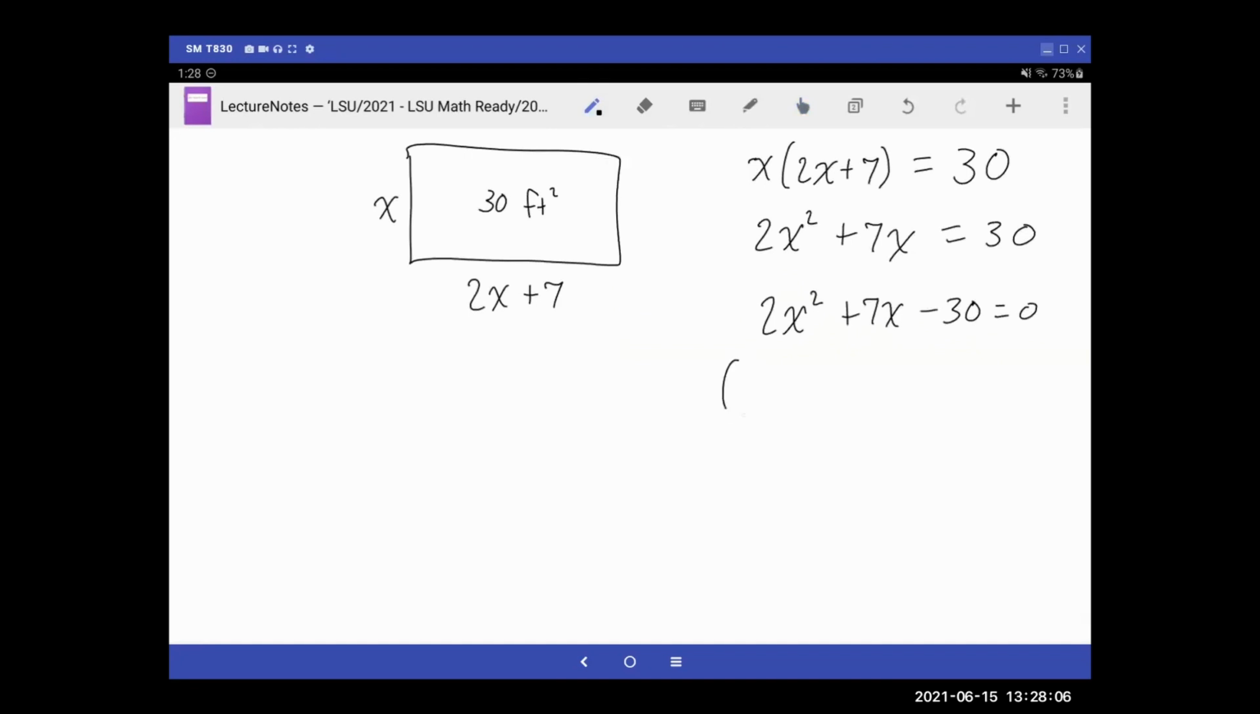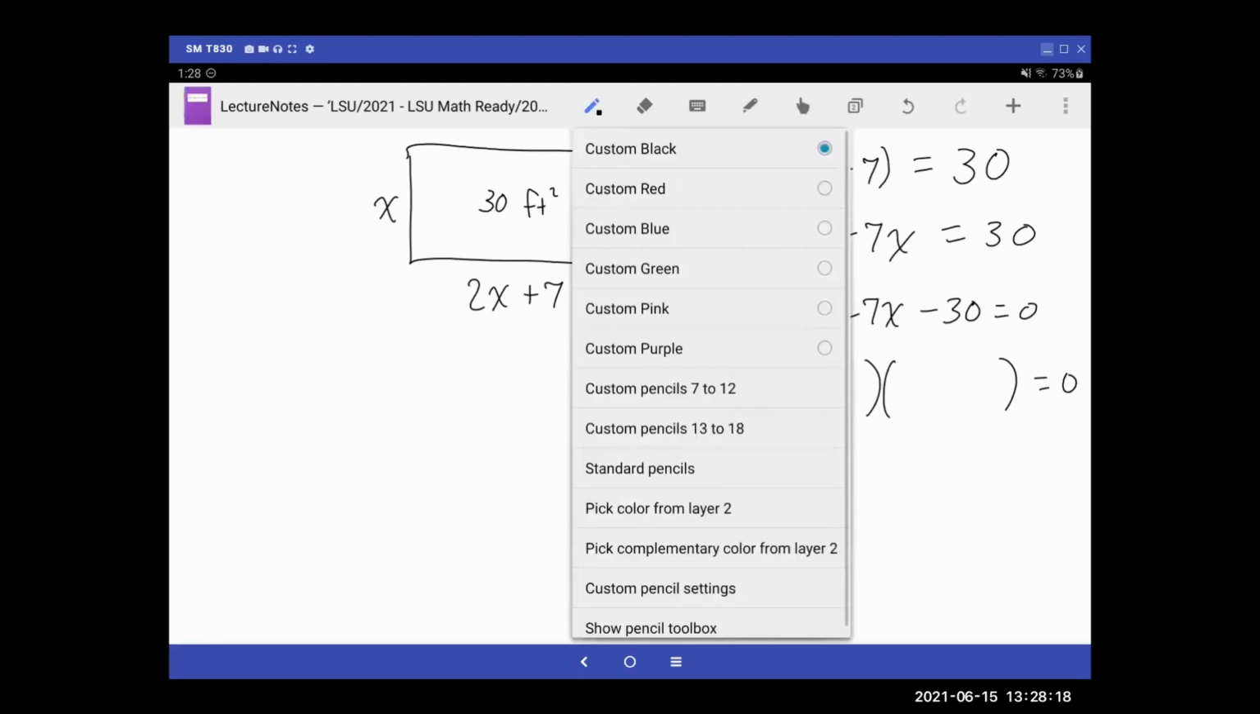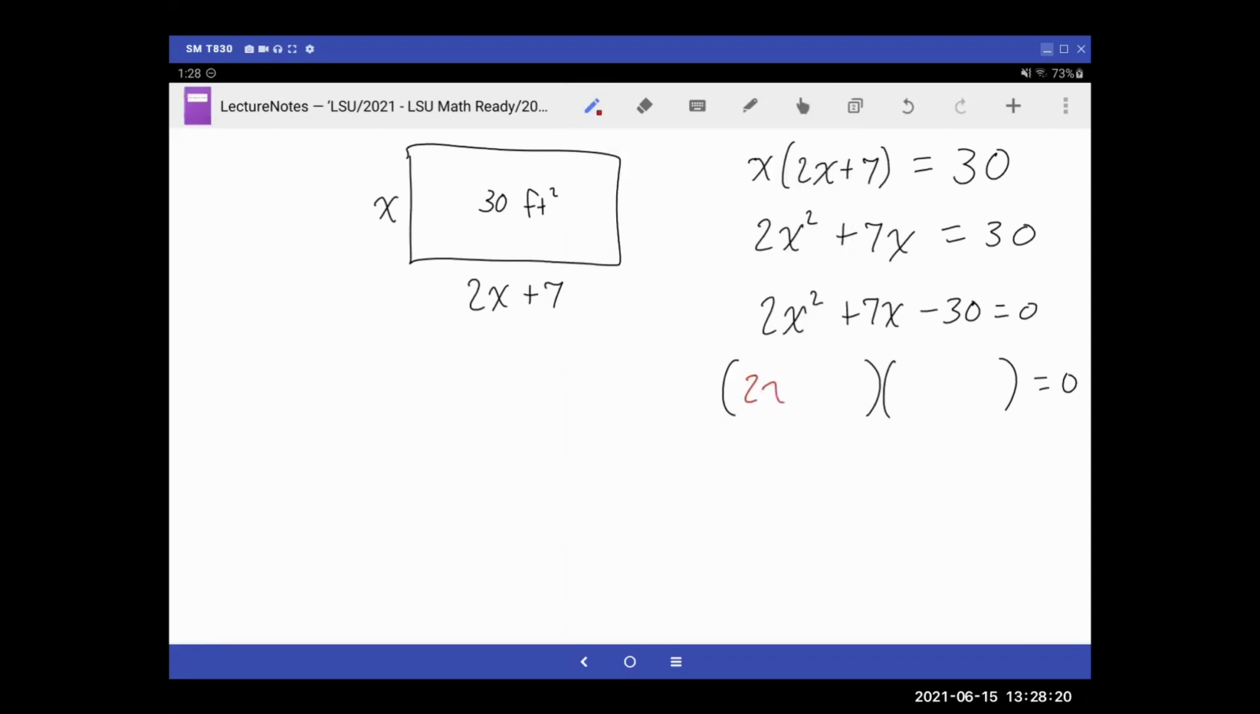We have to factor it. So we talked about the AC method earlier. We talked about difference of squares and other shortcuts. Let's talk about trial and error, right? So trial and error is fun if you like such things. I know that these will probably be 2x and x because they have to multiply together to give me 2x squared.